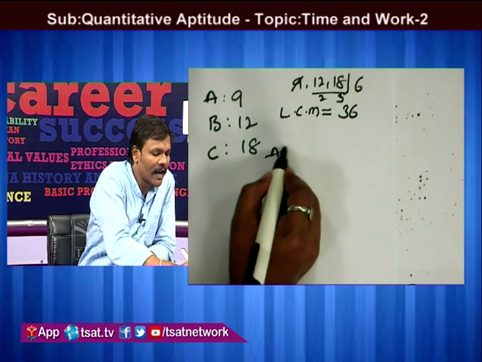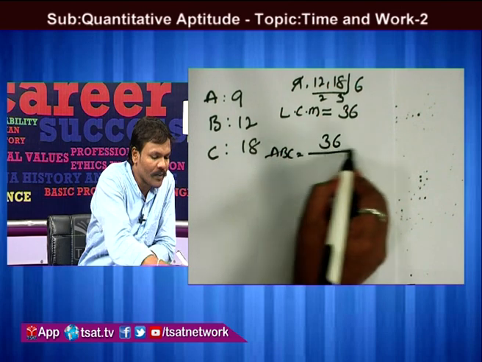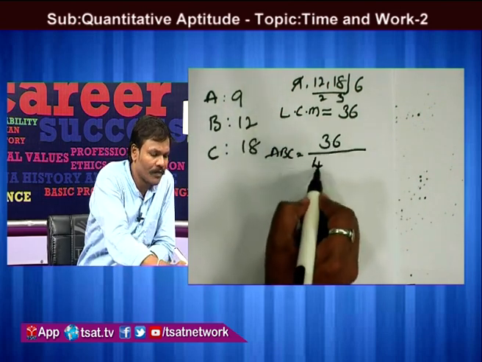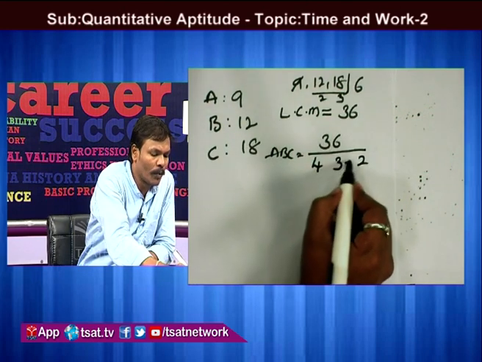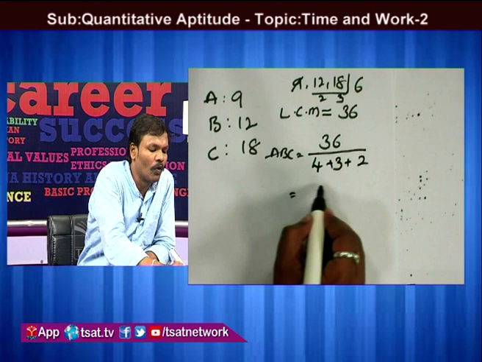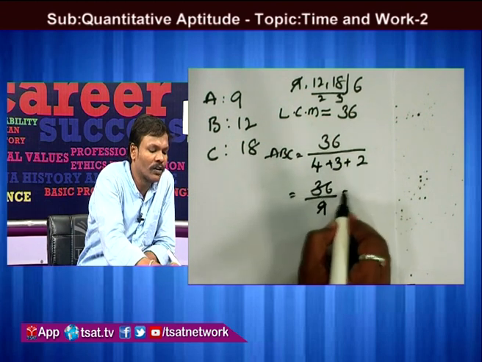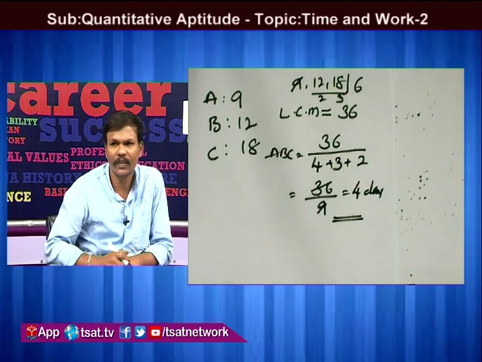Now A, B, C working together: in the numerator 36, the denominator is 9, 4 times; 12, 3 times; 18, 2 times. 4 plus 3 plus 2, that is simply 36 by 9, 9 4s are 36. How many days? 4 days, simple. Is it clear?